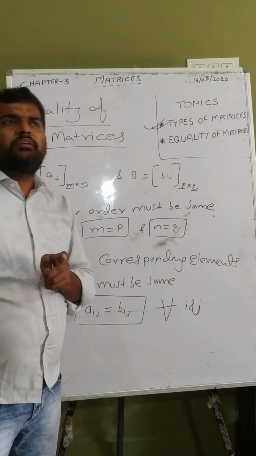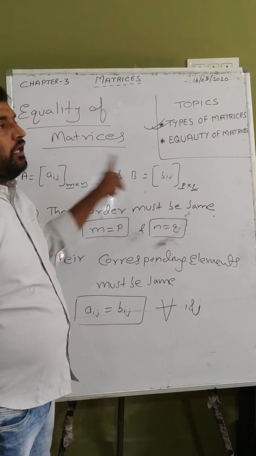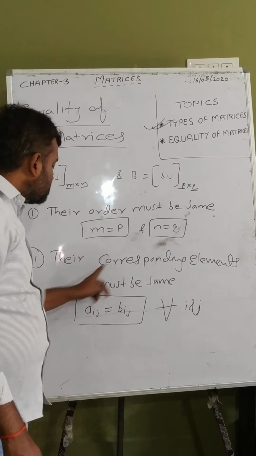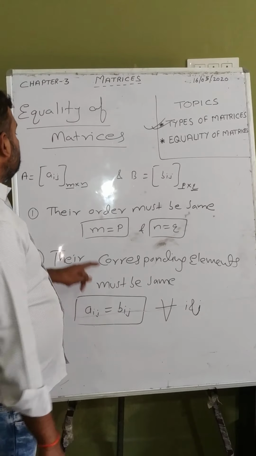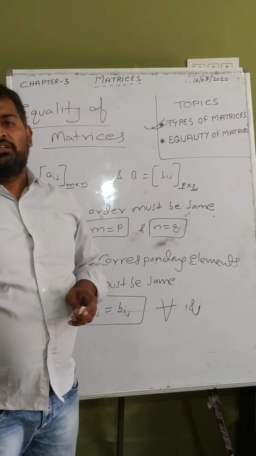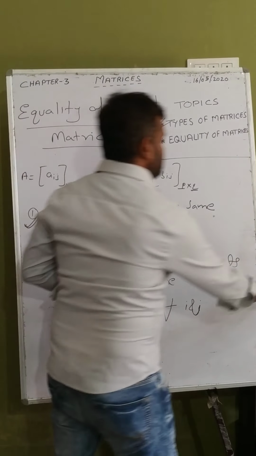Every corresponding element means a11 of the first must be the same as b11. a52 must be the same as b52. Their corresponding elements must be same for both matrices. If these two criteria are satisfied by any two matrices, then we can say that the two matrices are equal. Let us consider an example.